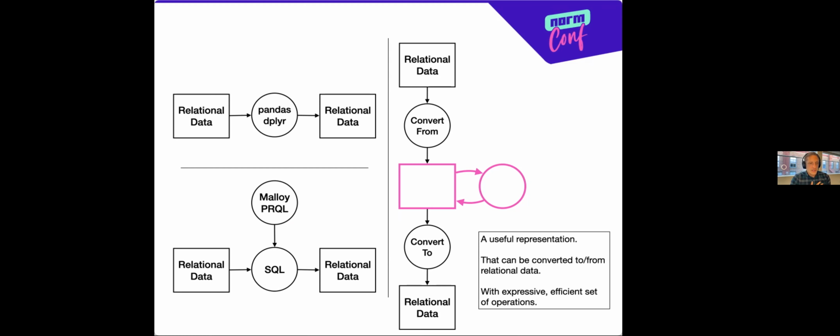And then what I'm going to talk about is actually this: convert it into a new space, operate on it within the new space, and then convert it back into relational data. So we need two things. The box is a noun: a useful representation for the data that's not relational data. A converter to and from that thing, and then some expressive set of operations that work within that space.